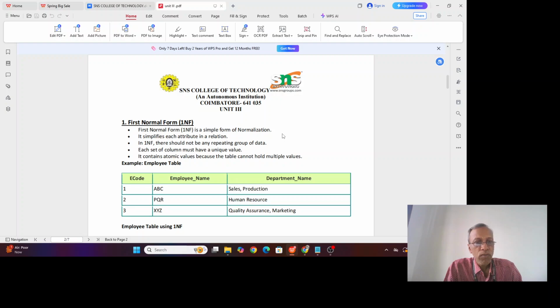Mainly, we use normalization to avoid the repetition of data. So in the first NF, there should not be any repeating group of data in the database. Each set of columns must have a unique value. It contains atomic values because the table cannot hold multiple values.